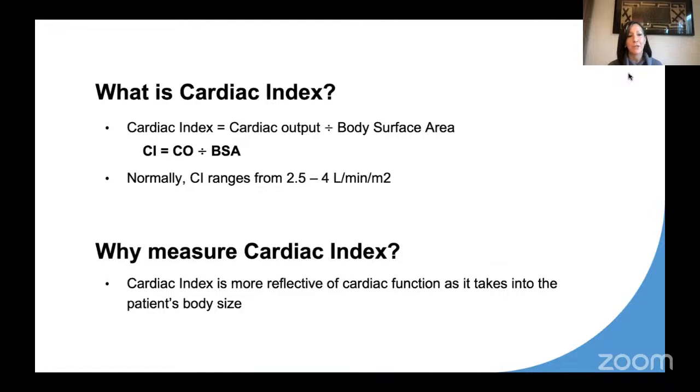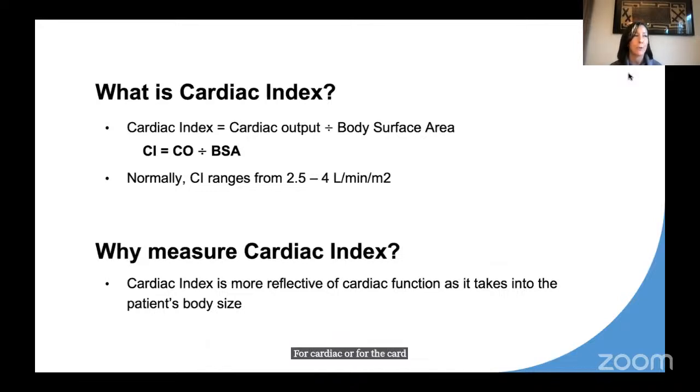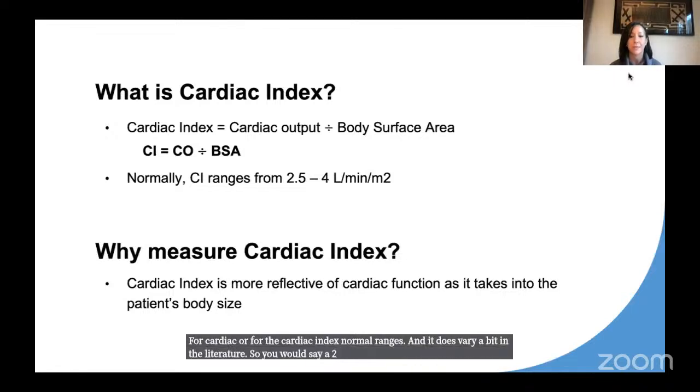That's really good information to have. When I was putting the slide together, I was looking for normal ranges for the cardiac index, and it does vary a bit in the literature. So you would say a 2.2 to 2.3 is the very lowest end of acceptability for a cardiac index. Yeah. Great.